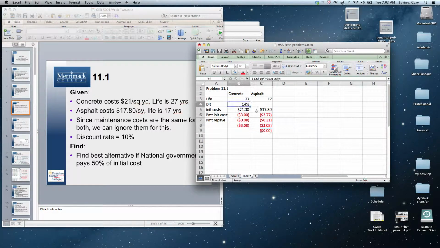Okay, let's go back to 10% and find the best alternative if the national government pays 50% of initial costs. Well, that's an easy one, right? So we can just divide this by 2, and this would be divide by 2. So even then, the concrete is still the better of the 2.